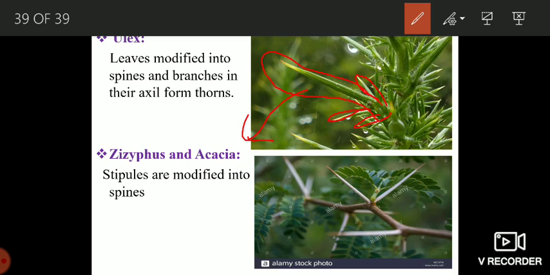Now we have another type in Ziziphus and acacia. In these plant species, the stipules are modified into spines. Here you can see these are the stipules, which have got modified and resulted in the formation of spines.